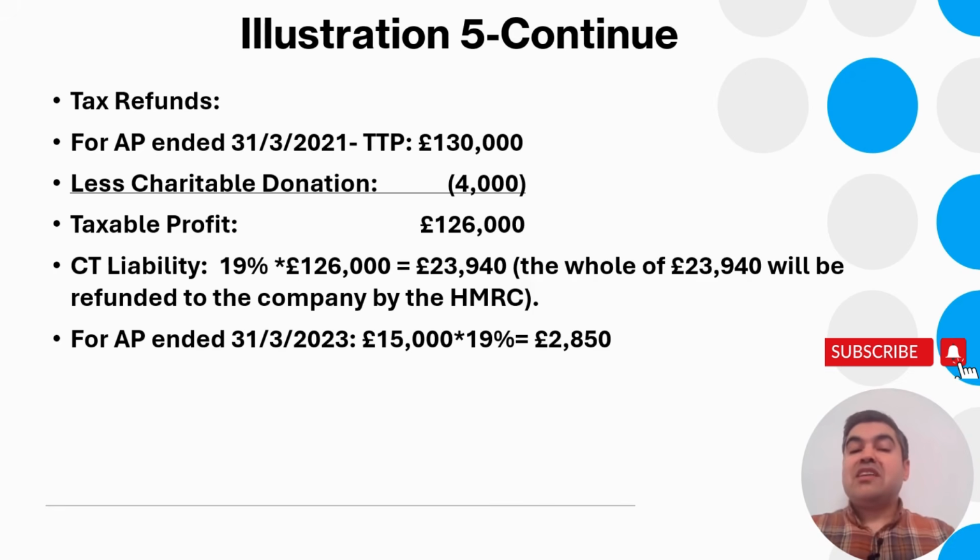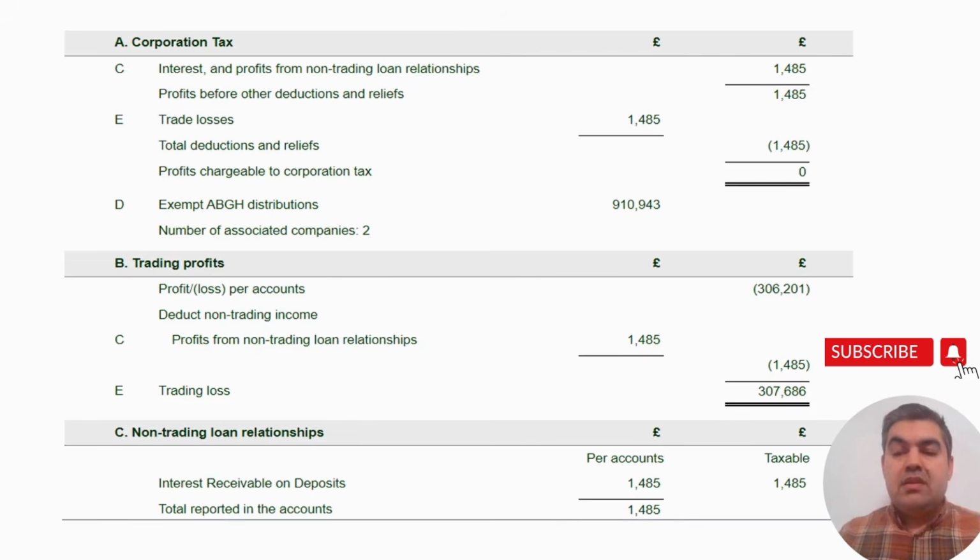So for the accounting period that ended 31st March 2023, because we use 15,000 worth of losses, you will get a tax refund at 19%. So 15,000 multiplied by 19%, and you will get a tax refund for 31st March 2021 and for 31st March 2023. Now that's how the corporation tax looks in practice, in practical life.